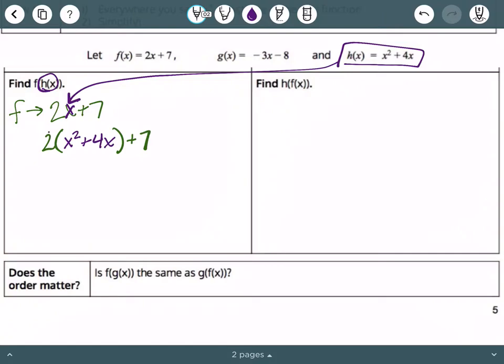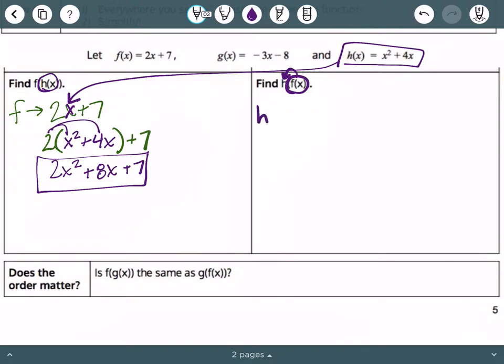So I'm going to simplify now. I have here 2x squared and here plus 8x plus 7. That would be my final answer because it's the simplified version. And then finally, we have one more. So we're going to take f of x and we're going to put it inside h.